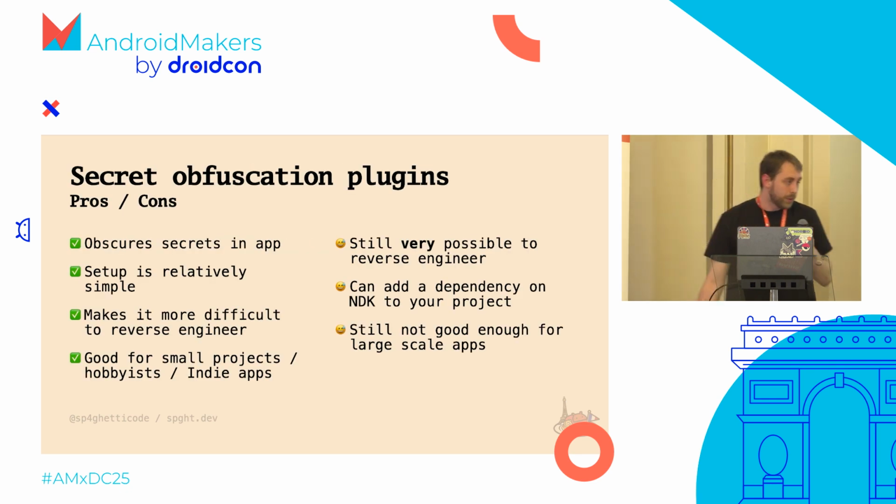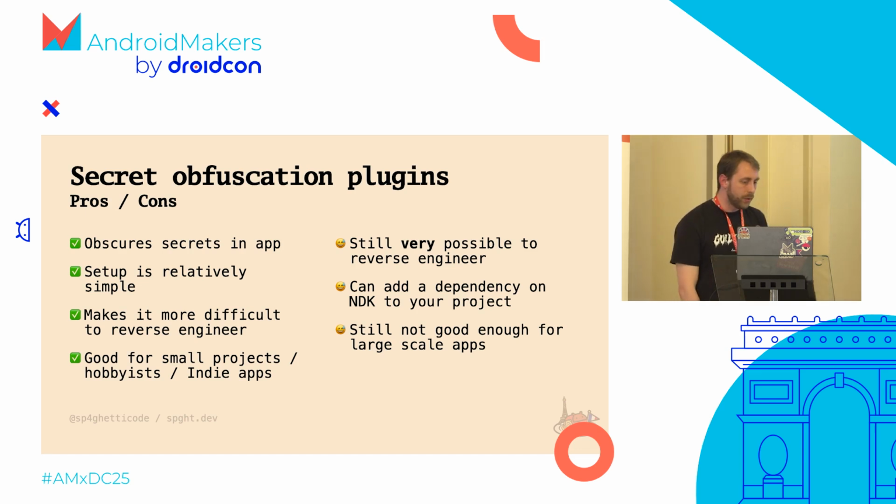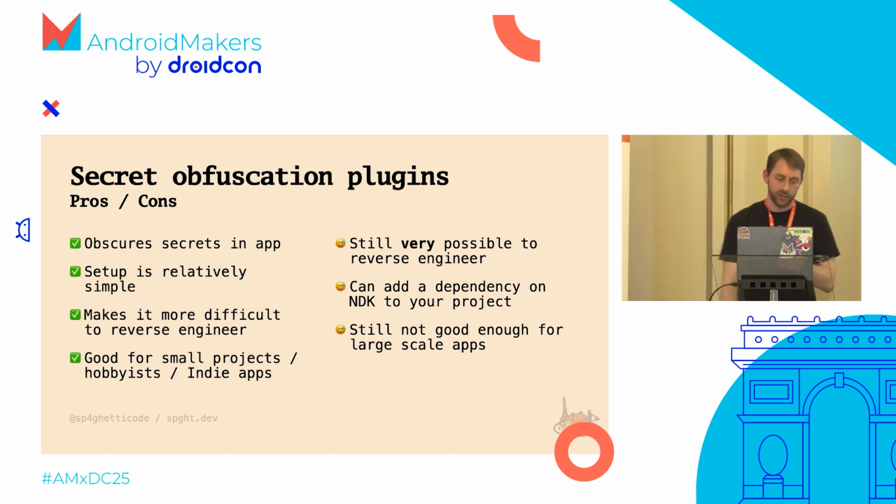So what are the pros and cons of this? The pros of obfuscation plugins are that they obscure the secrets in your app. So yes, you still have secrets hard baked into your app, but at least they're obfuscated. The setup for this is really, really straightforward. It does make it more difficult to reverse engineer. So if you are looking to make it more difficult for hackers to get your secrets, this is a definite good option. And as it's free, it's also a good option for small projects, hobbyists, or indie developers.